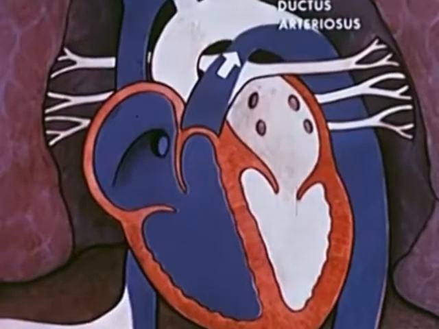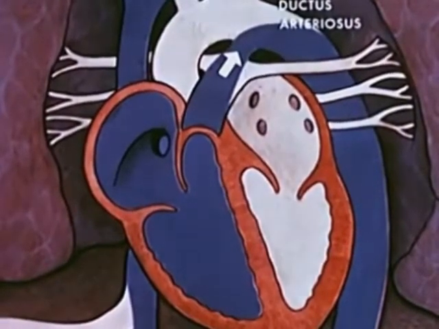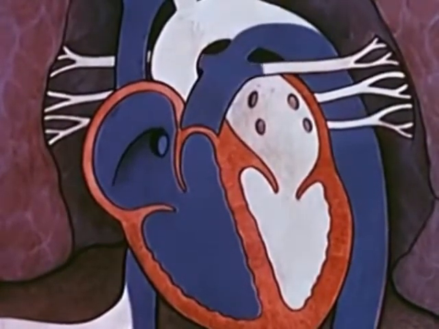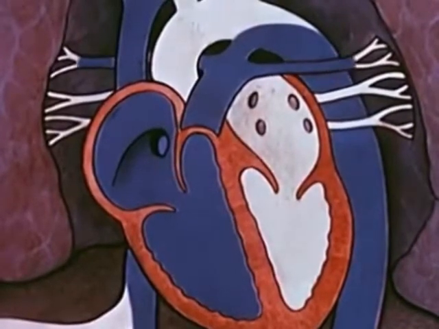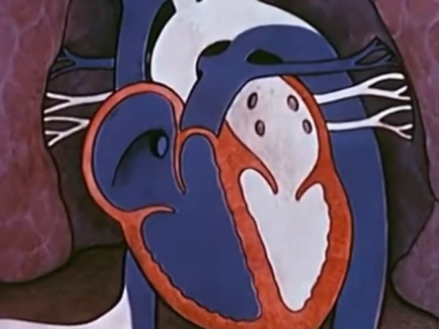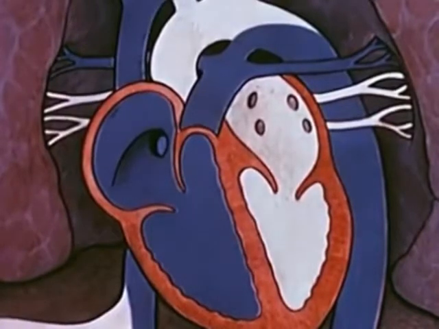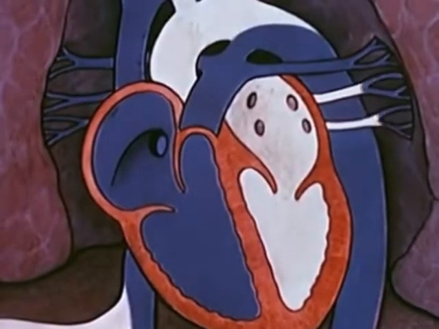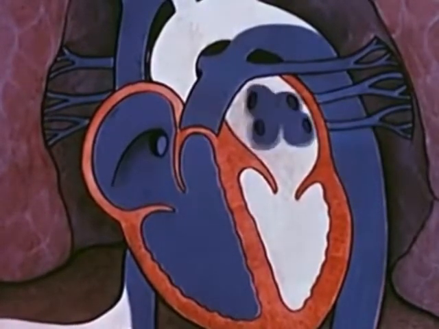Resistance to flow through the collapsed lungs is so great that only a small quantity of blood enters the pulmonary arteries. A correspondingly small amount of blood is returned through the pulmonary veins into the left atrium.